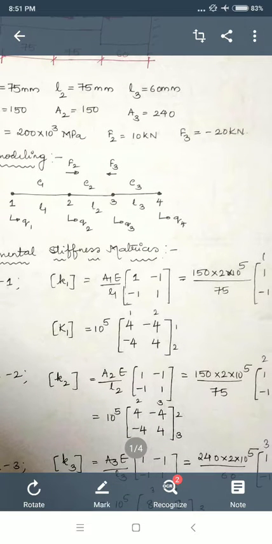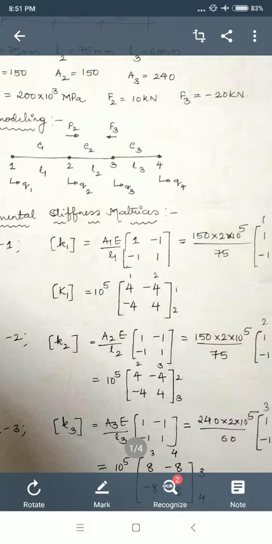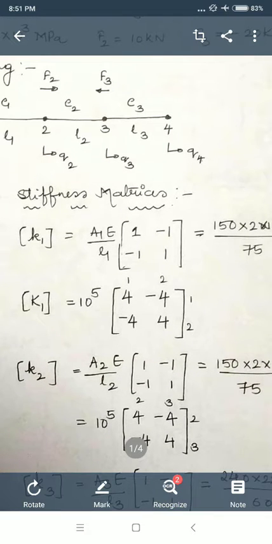Similarly, find out the stiffness matrix for element number 2. Here K2 equal to A2 E2 upon L2. Substitute all the values. Similarly, you have to follow the same procedure that you followed to find the stiffness matrix for element number 1.